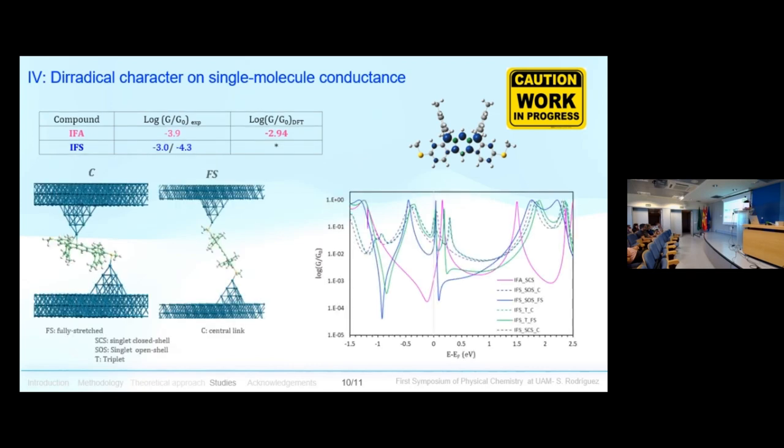So for that reason, I performed the simulation of the transmission function for the singlet closed shell state in the case of the asymmetric molecule. But for the symmetric system, I performed the transmission calculation for the singlet closed shell, singlet open shell, and triplet state, when the molecule is anchored in the junction in the 2 configurations: from end to end, and from the end to one central position.